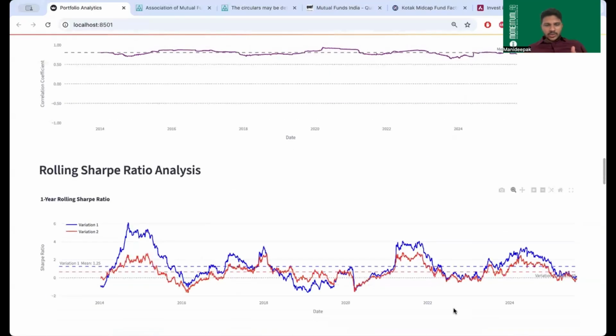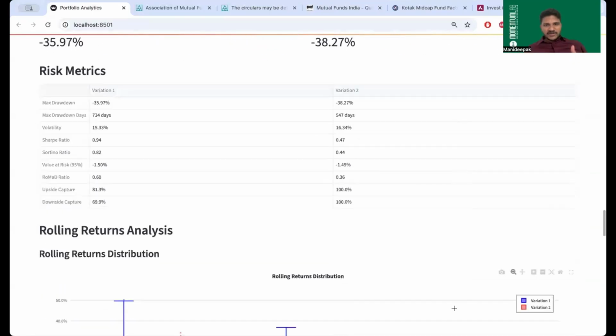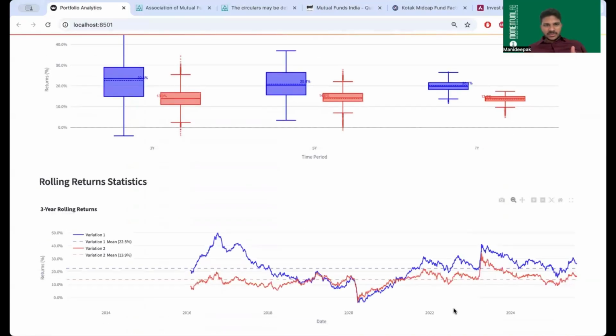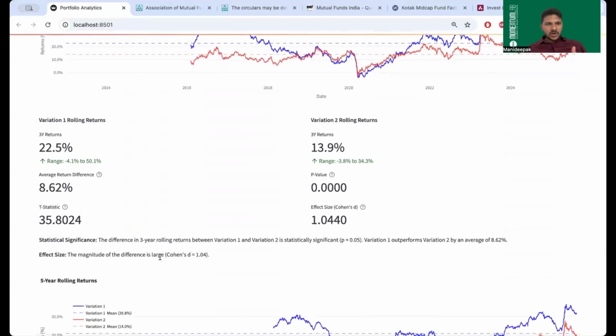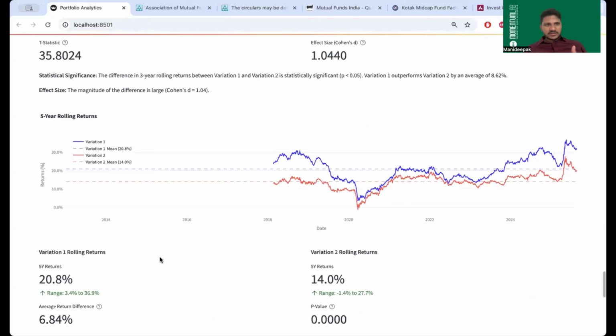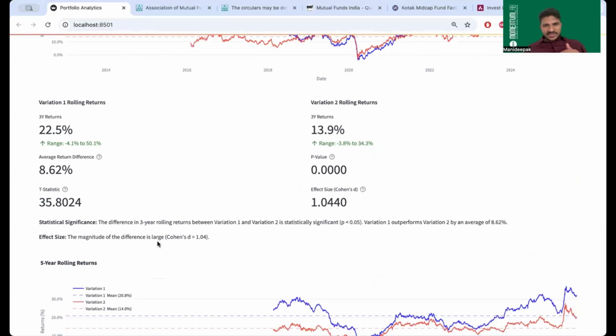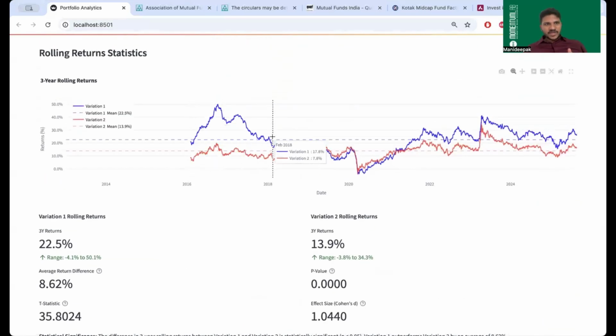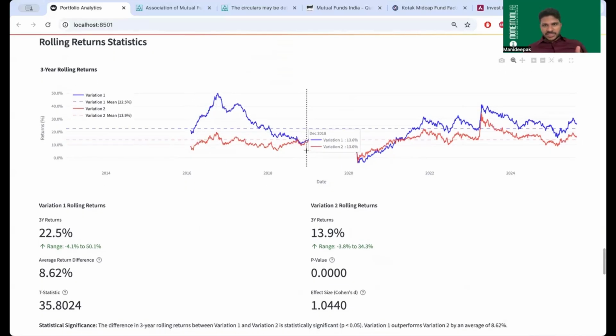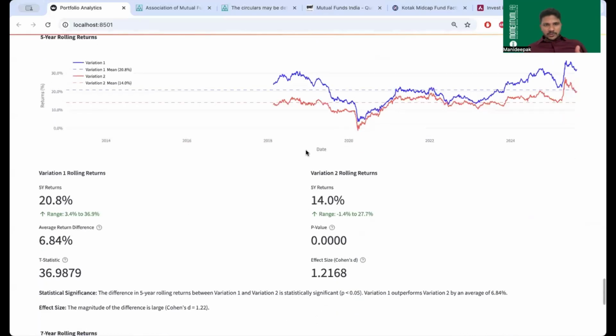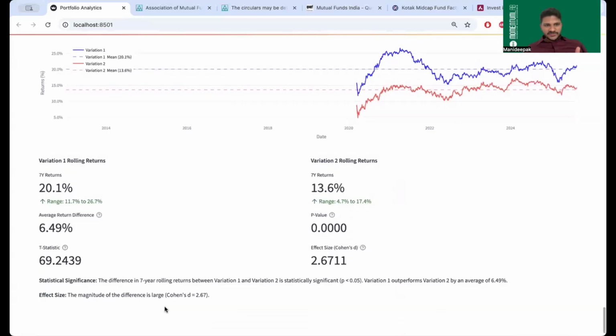So let's look at 3-year rolling returns. Let's see if the difference between the benchmark and the fund is significant or not. If you look at 3-year rolling returns, the difference is significant, as you can see here, right? So the fund is doing much better than the benchmark. And if you look at 5-year rolling returns, the magnitude is still large. And when we look at 7-year rolling returns, the magnitude is still large.